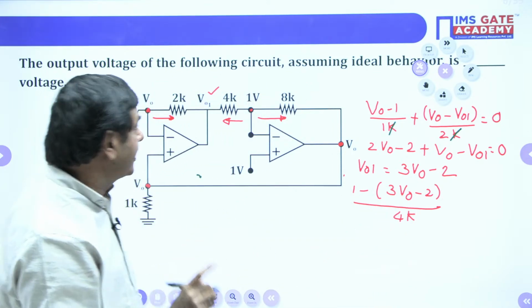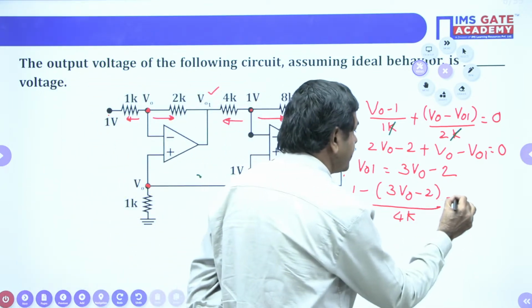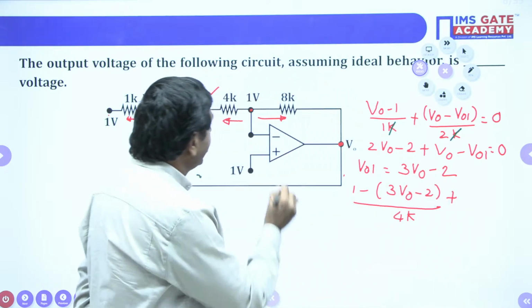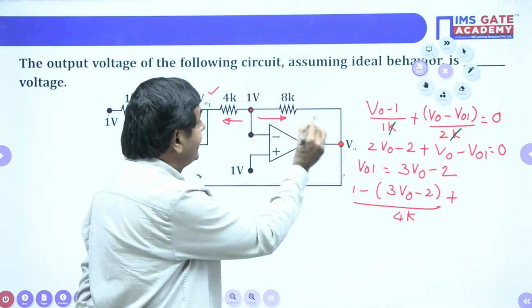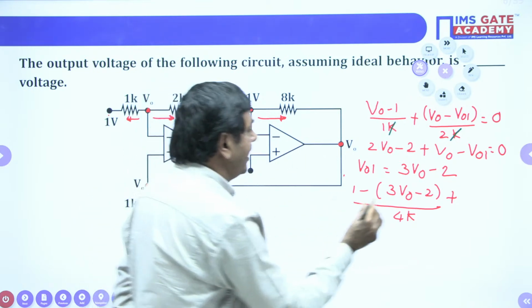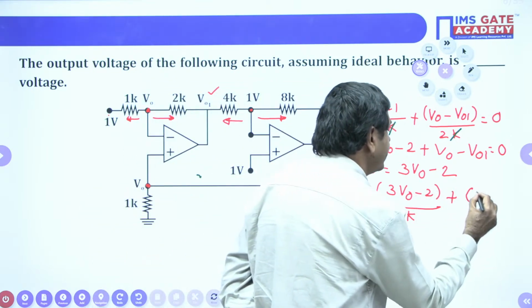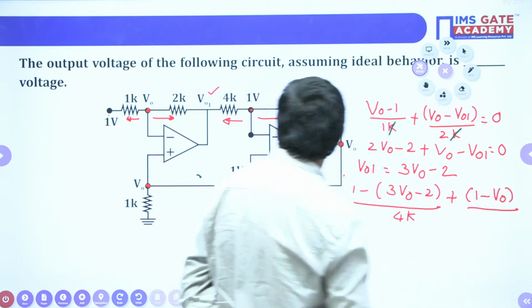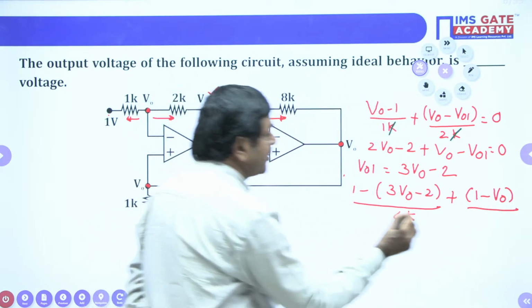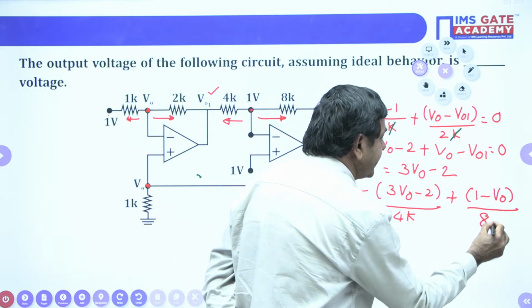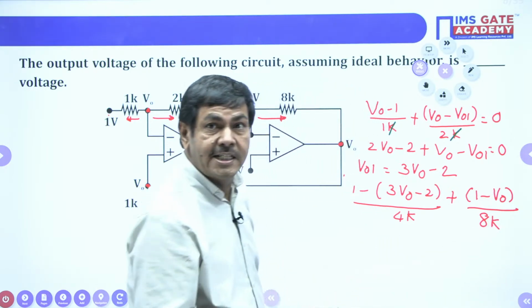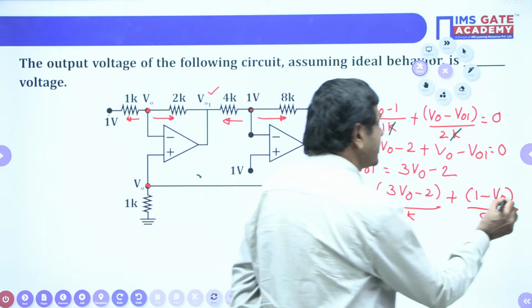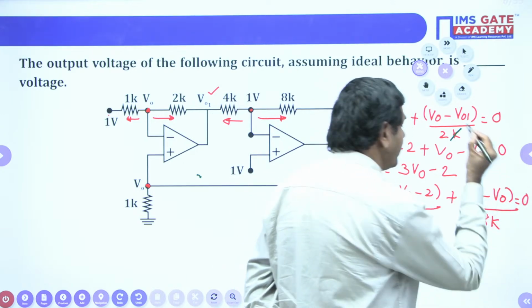Summation of all the currents is 0, I said, plus this plus. And one more current I can take in this direction only now. In this direction, 1 minus V0. I can note down 1 minus V0, divided by how much? 8K is possible here. I can put 8K. Summation of all these currents equal to, I said, 0 itself. Yes, directly I can put 0 here now.